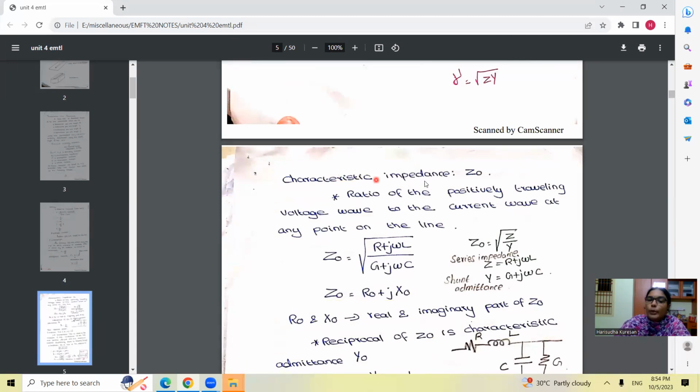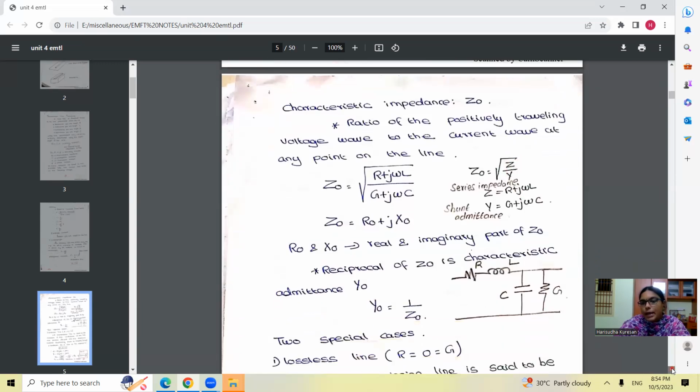Now we will see what we mean by the characteristic impedance. It is represented by the notation Z0. The characteristic impedance is the ratio of the positively traveling voltage wave to the current wave at any point on the line. Z0 is given by the square root of Z by Y, where Z is the series impedance and Y is the shunt admittance. Z can be expressed as R plus j omega L.